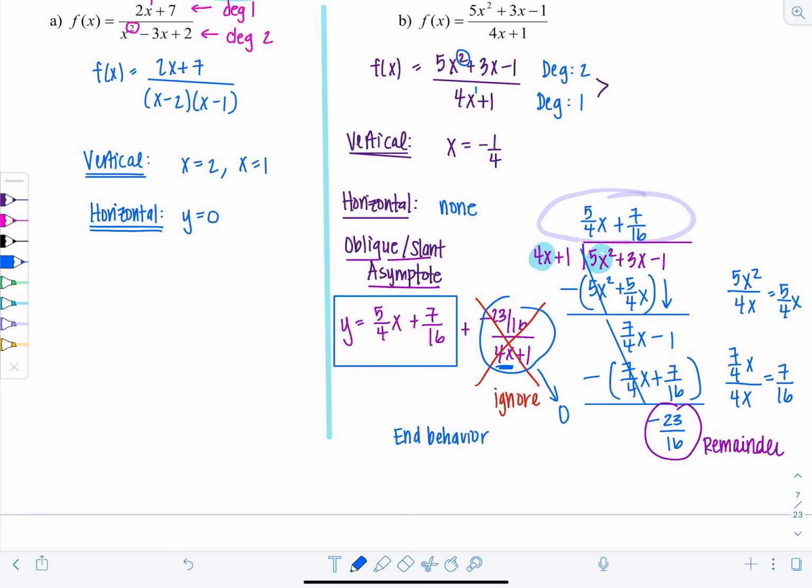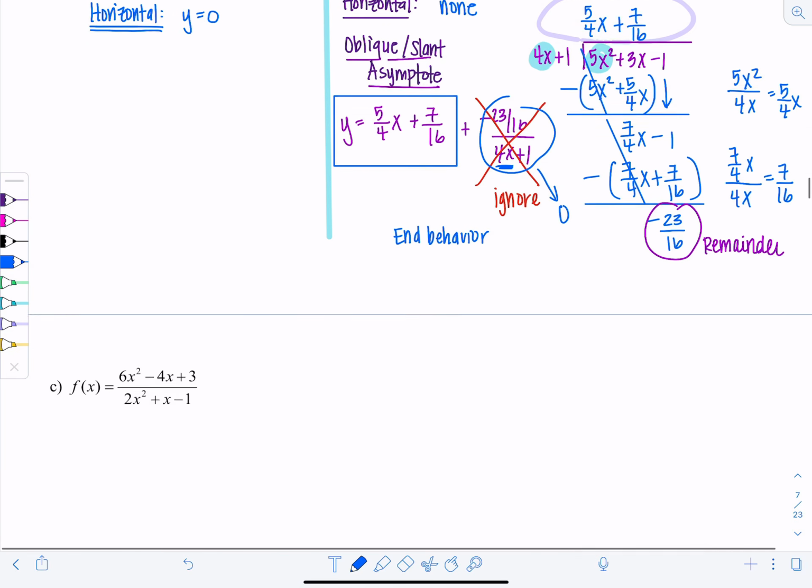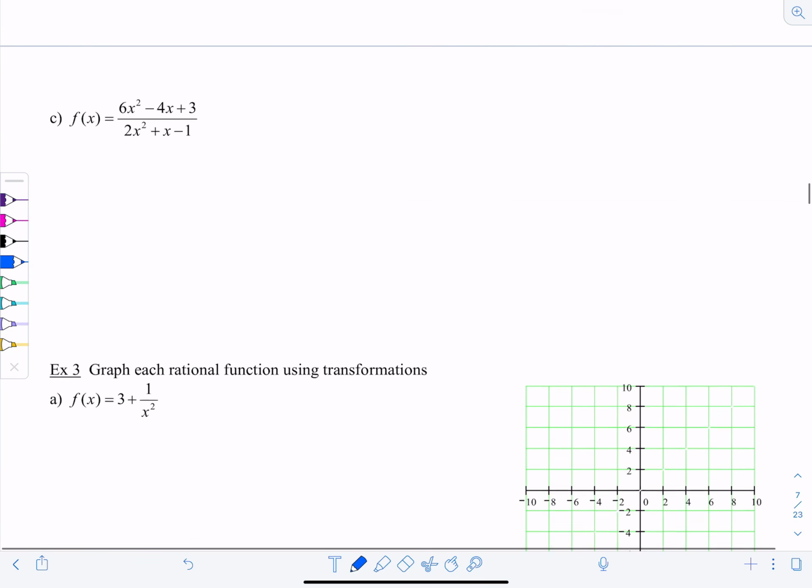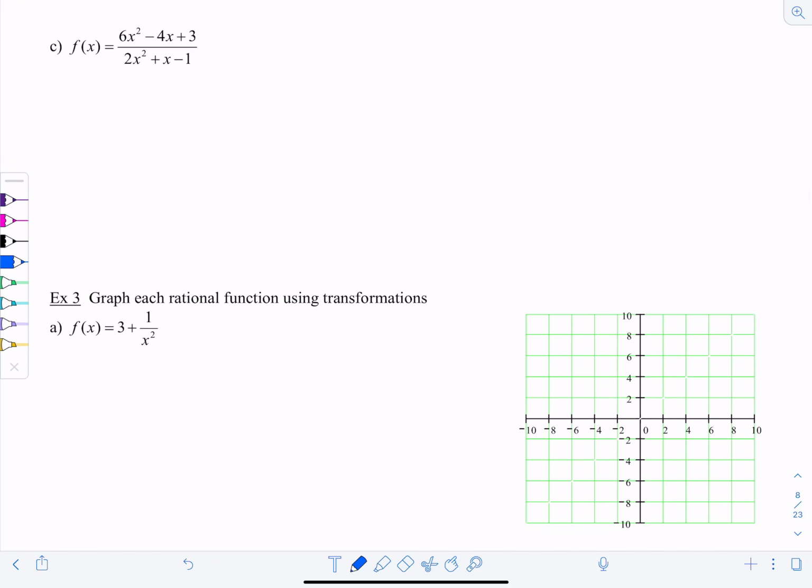Moving on. Are you ready? Example C. We have f of x equals 6x squared minus 4x plus 3 over 2x squared plus x minus 1. Okay, we got to factor this bad boy. Does the numerator factor? Let's see. Can I think of two numbers that multiply to 18 and add up to -4? No, I don't think so. So nothing is going to reduce.